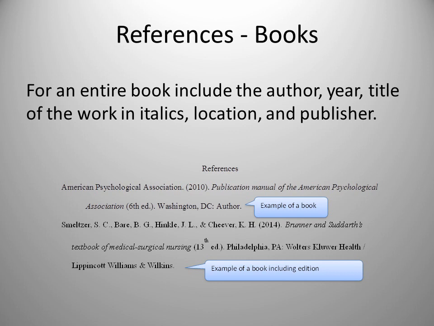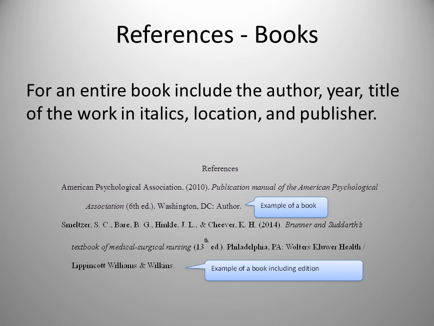Then this one has the edition, and you'll notice a lot of your books have editions on them, so you'll put the edition in parentheses, the 6th edition. ED is the abbreviation for edition, period, then the end of the parentheses and a period, and then we have the city, Washington, and then DC. And here, instead of the publisher, because the author is the publisher, we just have the word author.